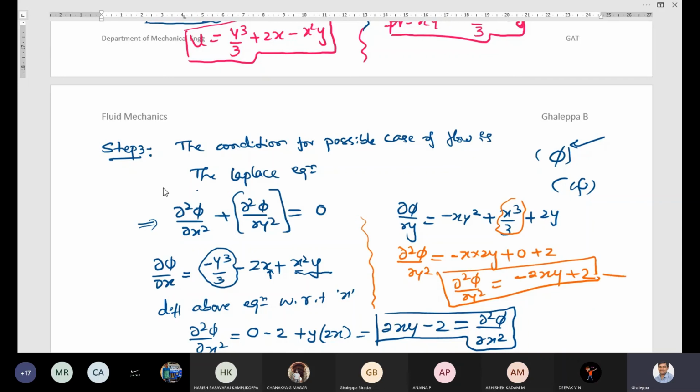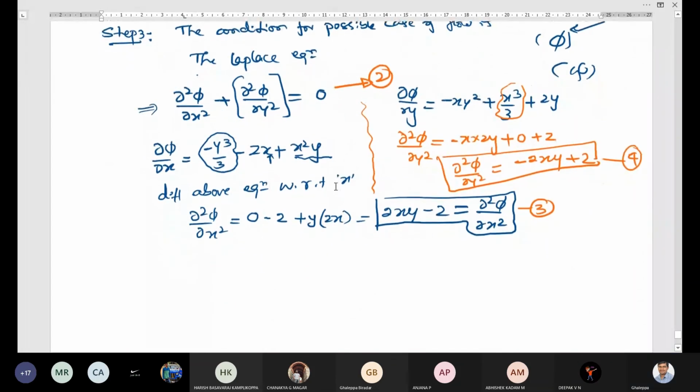Substitute these two equations. This equation I will take as equation number 3. This is 3. This is 4. You take this as equation number 2. So using equations 3 and 4, substitute in equation number 2. So from equation 2, this is the equation. So what is the value of ∂²φ/∂x²? ∂²φ/∂x² is 2xy minus 2 plus, what is the equation for ∂²φ/∂y²? Here is the equation.